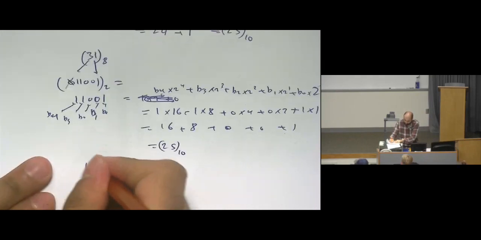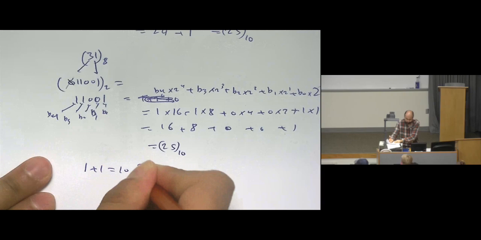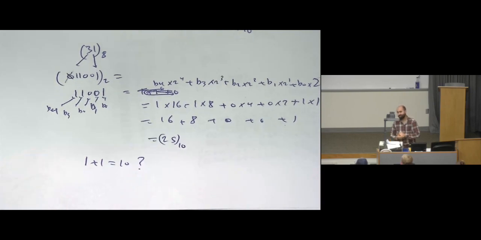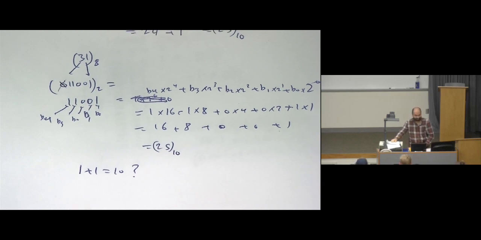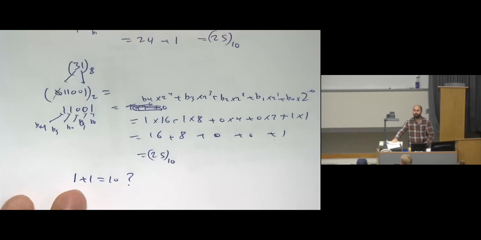So now the question: when does 1 plus 1 equal 10? In binary, right. This is also another joke of programming. 1 plus 1 equals 10. Okay, so that's what you need to know.